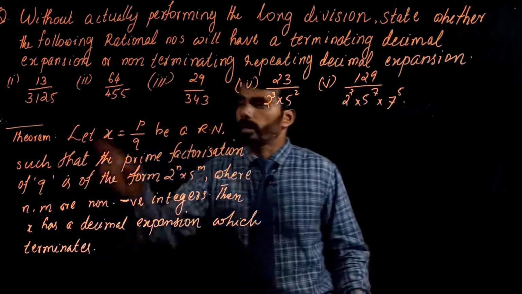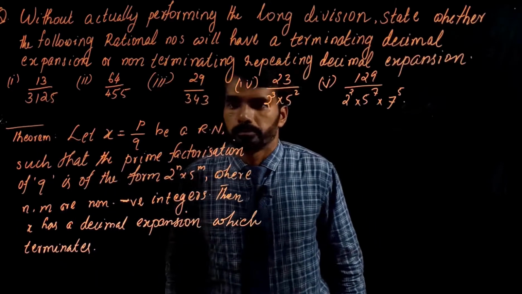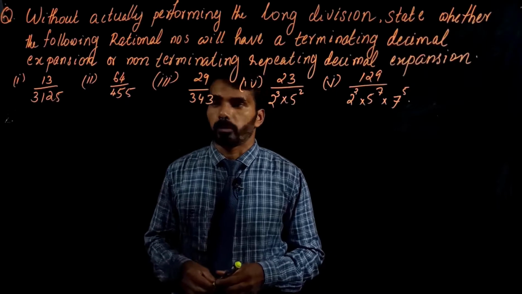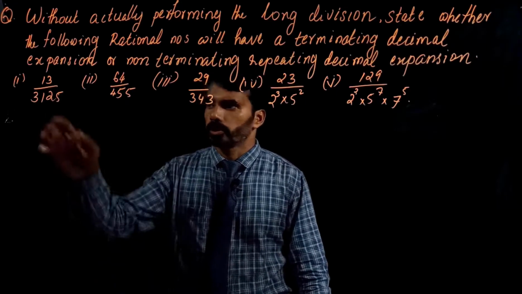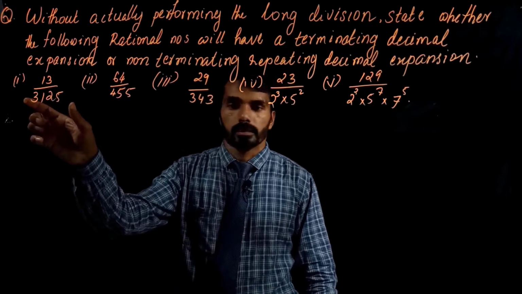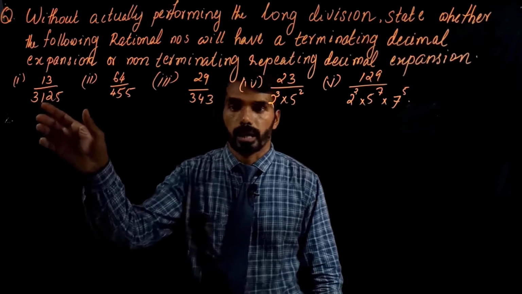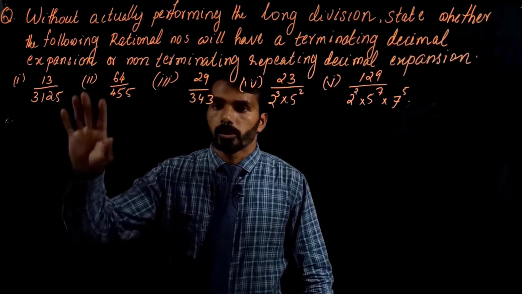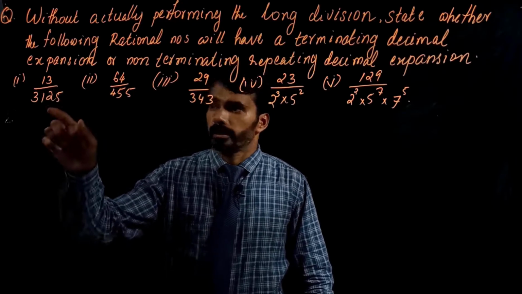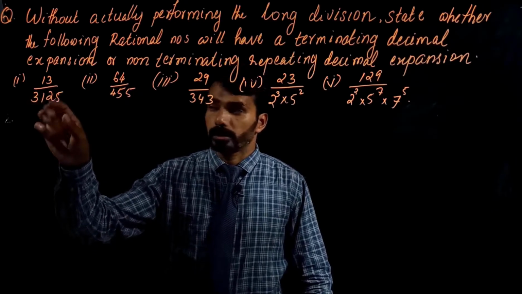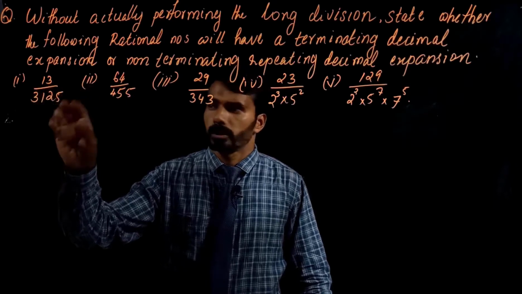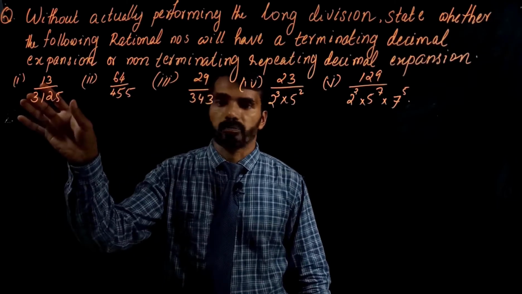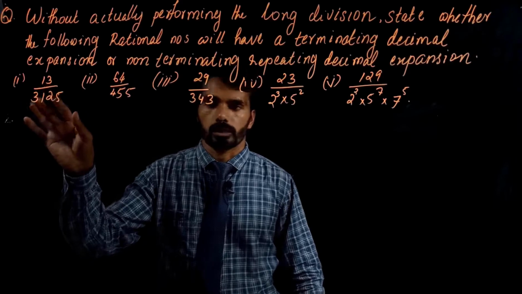Okay, so let us do the first question now, that is 13 divided by 3125. Here the denominator is 3125. If the denominator can be expressed of the form 2 raised to n into 5 raised to m, then its decimal expansion terminates. So before writing it in that form, let us find the prime factorization of 3125.